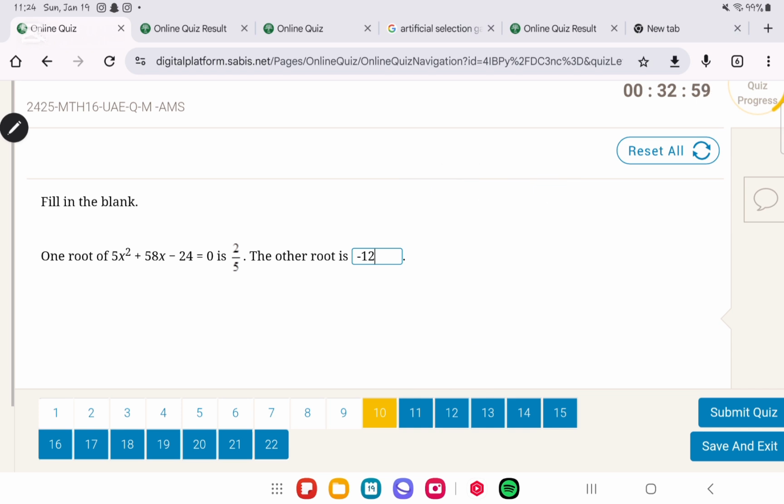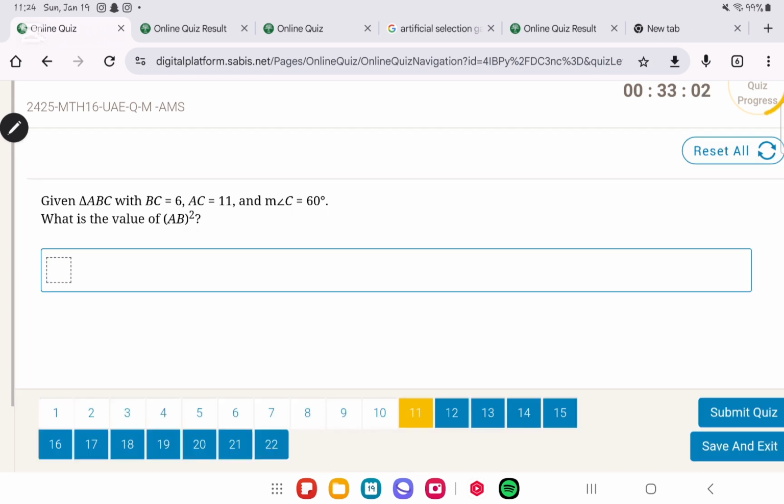Okay, so now we move on to question number 11. Given delta ABC with BC is equal to 6, AC is equal to 11, and MC is equal to 60, we need to find the value of AB squared. So in my opinion, I think we should draw the triangle because it's gonna be better for everyone. So we're gonna have ABC, okay? So AB squared, we need to find it.